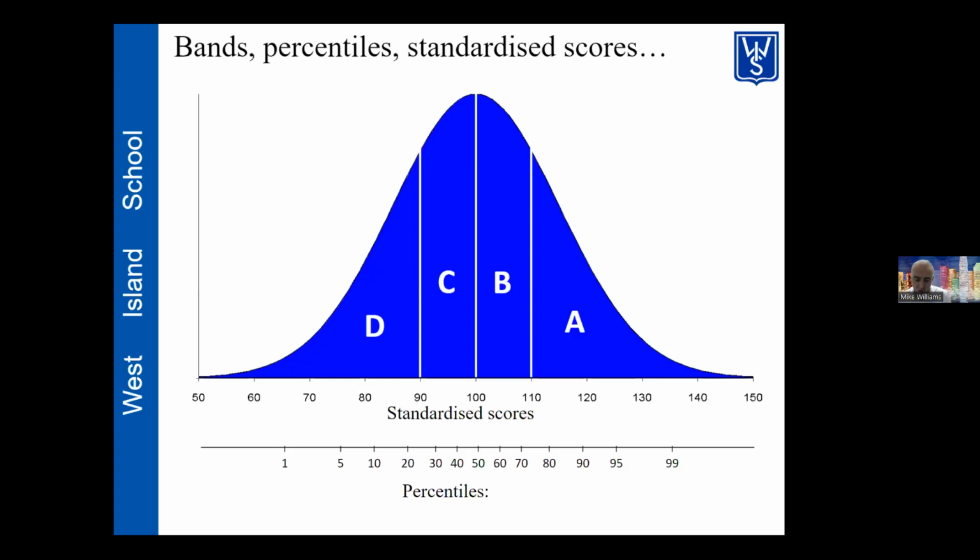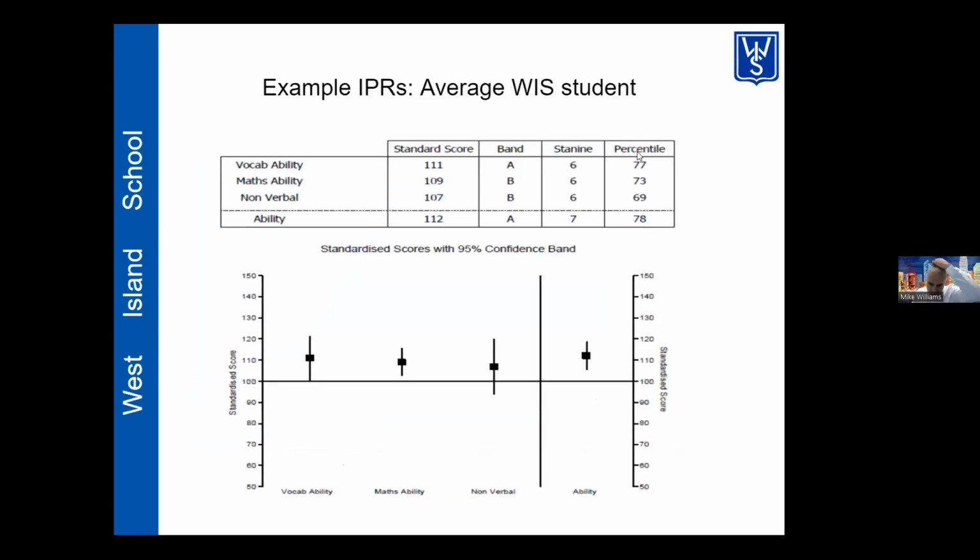So our average student in West Island School is far more able than the average UK student. Half of students score between 90 and 110, 50% of them. This is a national sample throughout the world. If you're over 110, you're in the top 25%. And as you get around to 130, 140, you're talking about the 99th percentile.